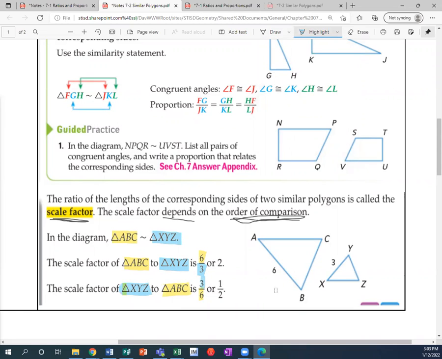So when you're calculating your scale factors, and we're going to do an example here in a moment of finding those scale factors, please make sure that you're writing them in the same order of comparison. I don't care what order you decide to put them in at first, but once you've made a choice, it has to stay the same all the way through.